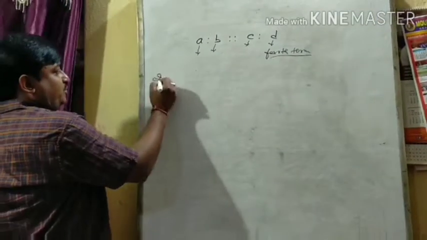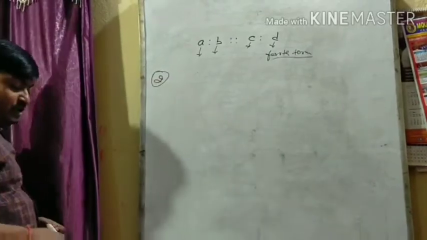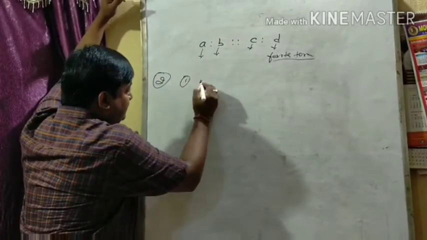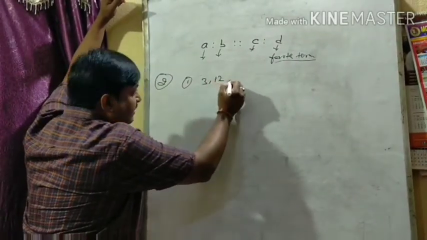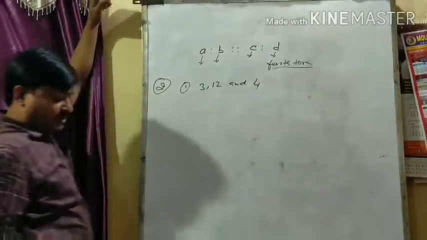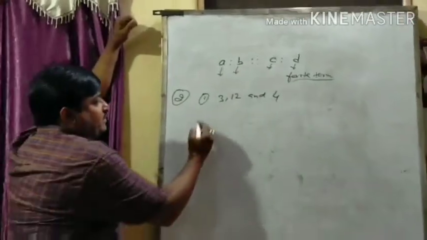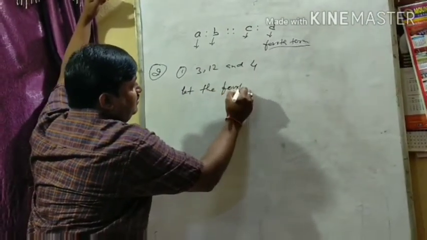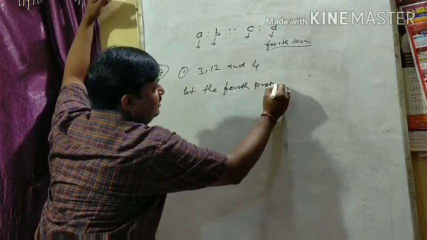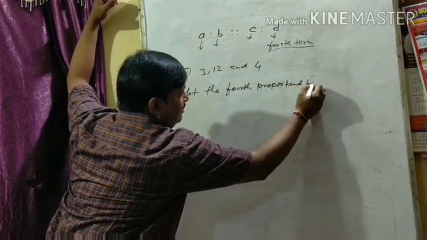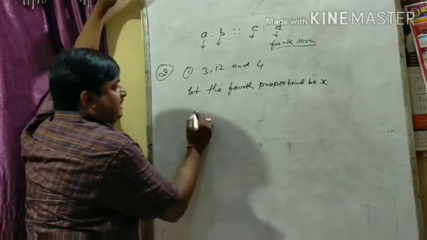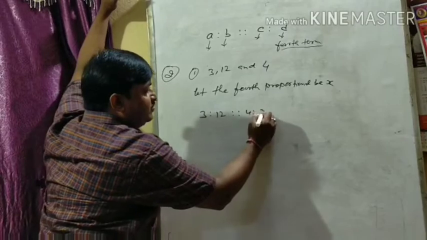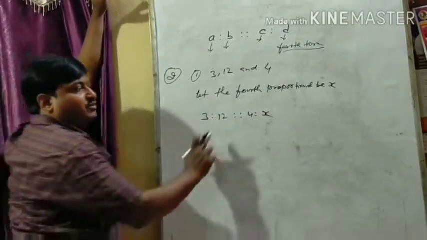So question number 2, you have to find the fourth proportional of 3, 12 and 4. Student, let the fourth proportional be x. Therefore, 3 is to 12 is proportion to 4 is to x.